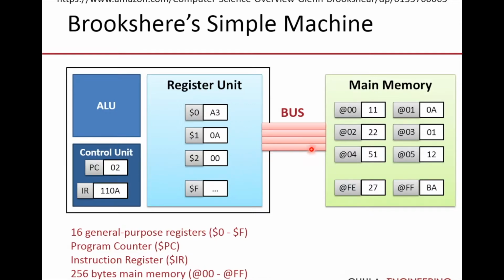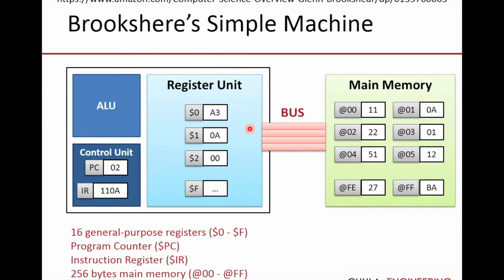In addition, the Brookshear Simple Machine can connect to the outside main memory via a bus. The maximum memory size is 256 bytes. So we'll use the @ sign to indicate the address of the main memory from @00 to @FF.